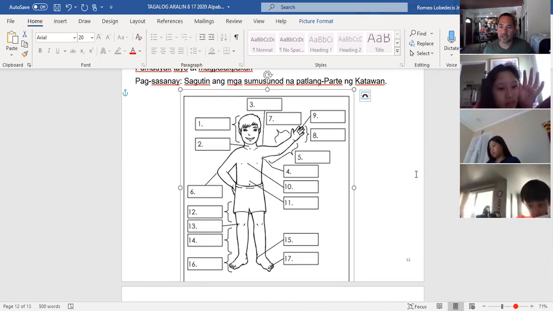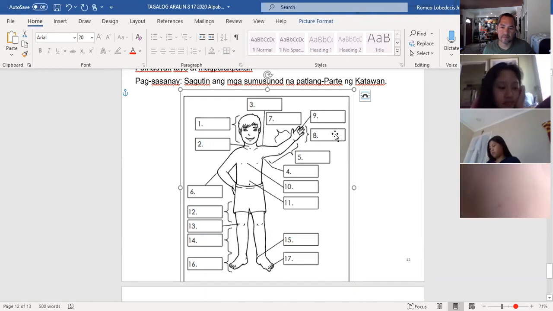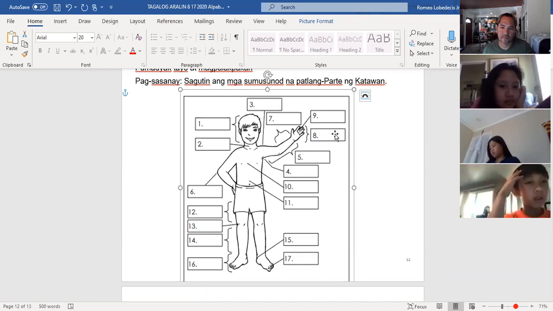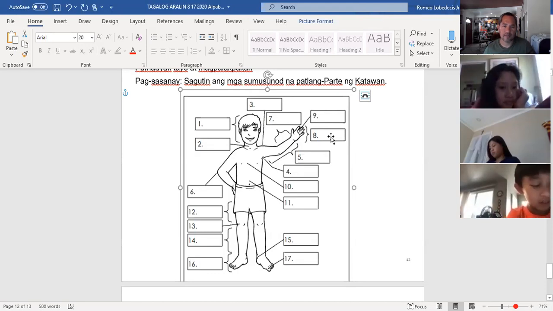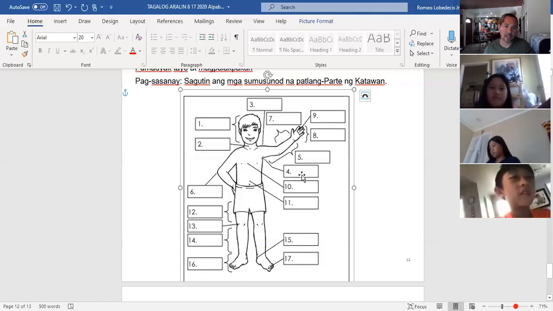I can't hear you, Ariel. What happened to your sound? She's like frozen or something. Okay, JR, what is number 8? Kamay. Yeah, kamay. Okay, number 5, what is number 5? Bisig. Okay, bisig. Number 6 is siko. How about number 6? Siko.